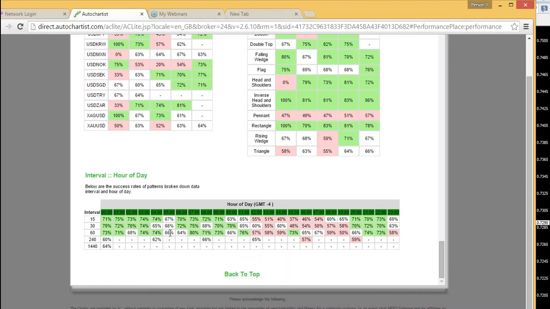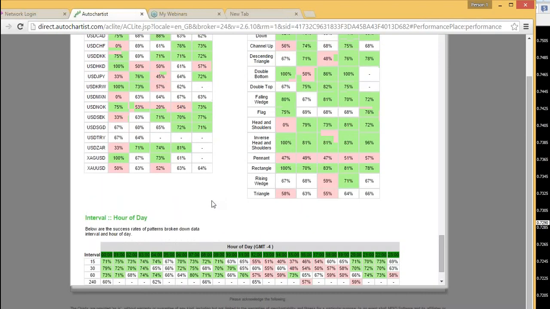So I don't like to trade the longer time frames. I like to trade the shorter time frames. So for me, I would focus on the 15 minutes. You might be different, and you might only focus on the longer time frames, but I prefer the 15 minutes.